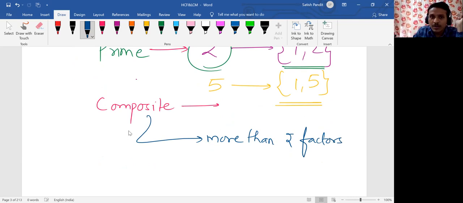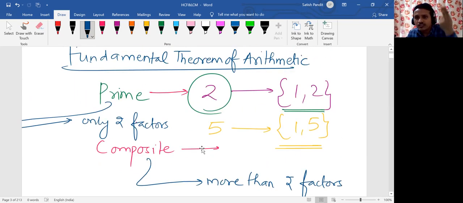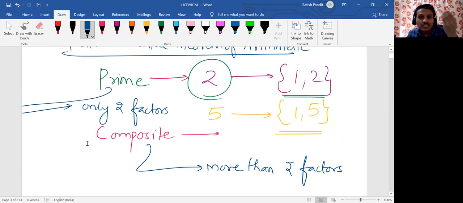More than 2 factors. A prime number, as I said, has only 2 factors. Remember that. Only 2 factors, that is 1 and itself. So for a prime number, the factors will be 1 and the number itself. As we learned, for every number, 1 and the number itself are the factors, right?